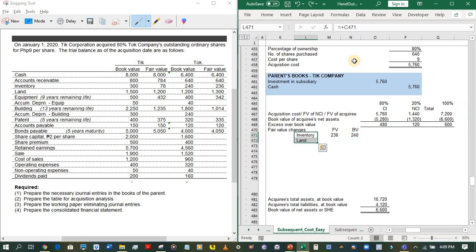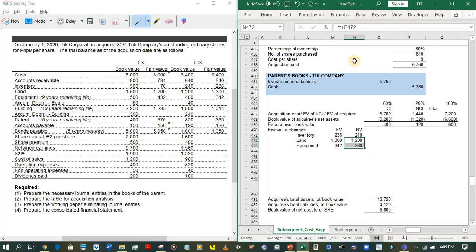Next is land. The land of the acquiree has a fair value of 1,300 and a book value of 1,200. The equipment has a fair value of 342 pesos and a book value of 360 pesos. The 360 pesos book value of the equipment is computed by cost of 400 less 40 pesos accumulated depreciation. So the book value of the equipment is net of the contra asset, and the amount is 360 pesos.